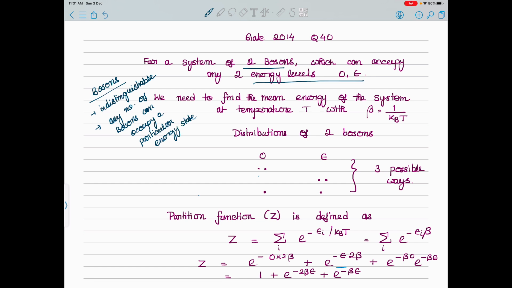Now what we need to find is the mean energy of the system at temperature T, where beta is given as 1 upon kBT. Based on these two things, we can find out how the two bosons are distributed among the energy levels. There are two energy levels, 0 and epsilon. 0 is the ground state, epsilon is some excited state. As any number of bosons can occupy a particular energy state, the two bosons can occupy the 0th energy state, or the two bosons can occupy the epsilon energy state, or one boson can occupy 0 and one boson can occupy the epsilon energy state. So there are three possible ways.